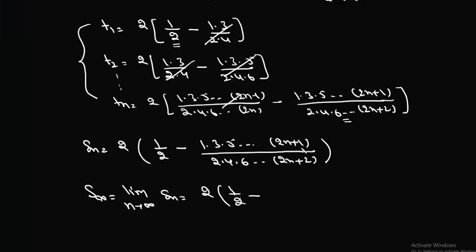Now here the number of terms is n, and here the number of terms is n plus 1. So here in the denominator, the power of n will be greater, so it will be simply 0. So the answer to this series will be 1. And that is the answer to this question.